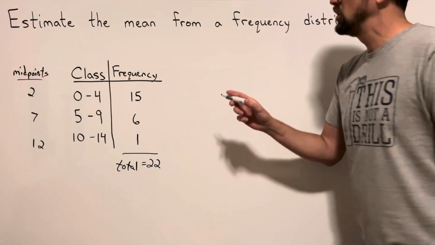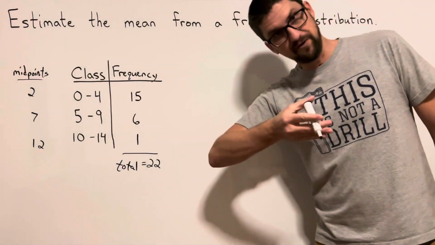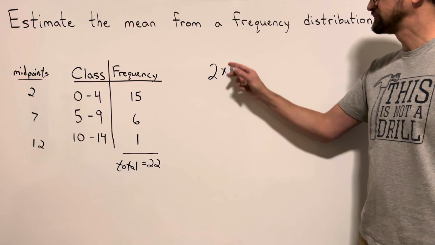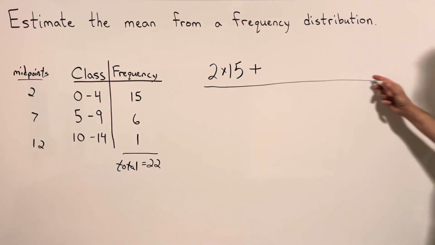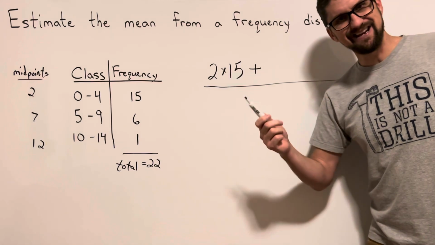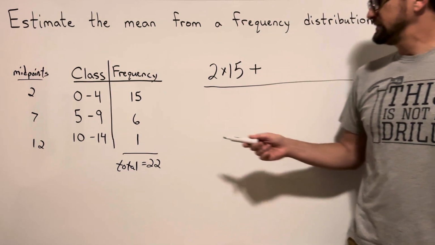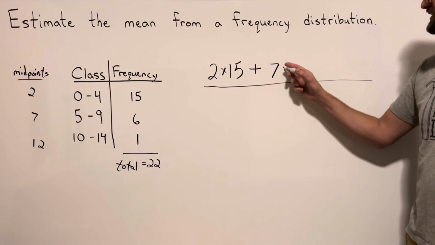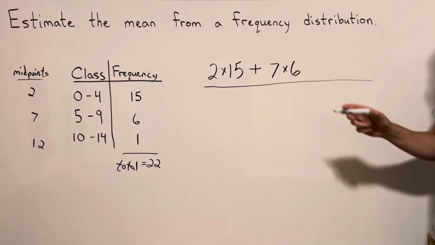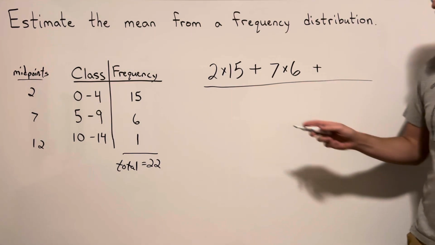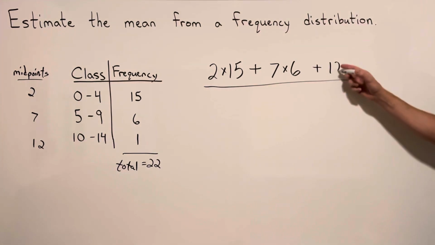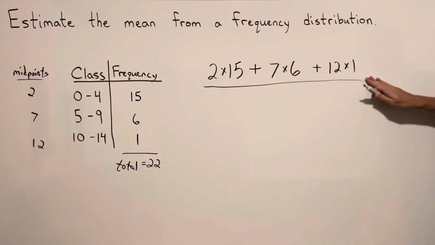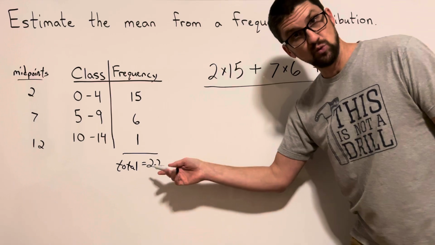All right, so instead of doing 2 plus 2 plus 2 15 times, you can just do 2 times 15. That's the same thing as adding 15 2s. And then I want to add 6 7s. So that's going to be 7 times 6. And then I want to add to it 1 12. And then I want to divide by the total number of data values, which is 22.